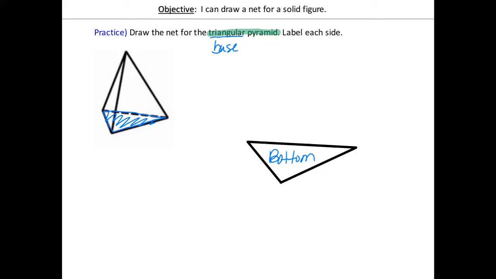And see if you guys can draw the sides. Notice, let me get my pointer. Notice that this side right here is like the left, sorry, the right, the left, and then the back side. And all of the three sides are triangles, but they're all different sides. So you would draw the sides like this, somewhere along those lines. So you guys go ahead and try that one.